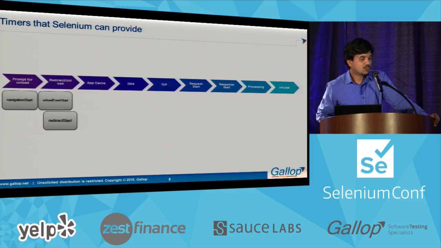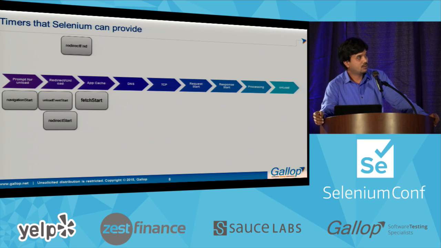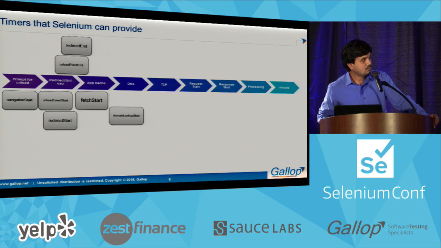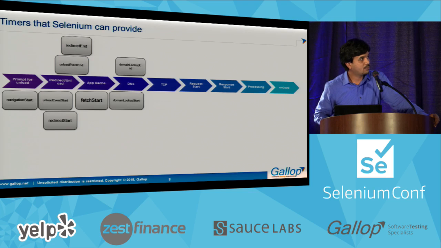If there are any redirects, when did the redirect start? When did the redirect end? And if there are any fetches from caching that need to be done, when did that particular fetch start? And if there is any unload event, you capture that number as well. And then DNS domain name lookup start, domain name lookup end. And then you wait for the connections to be available from the server.